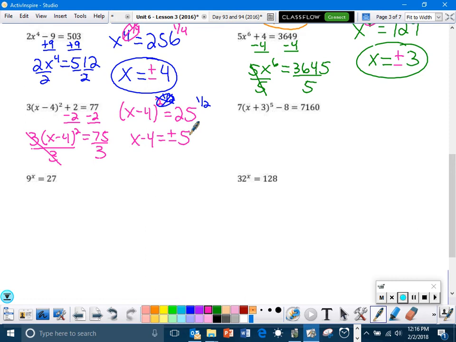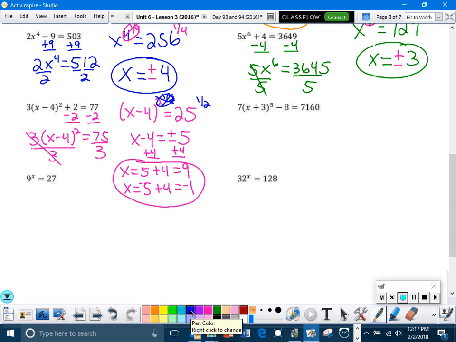There are going to be two answers. So what I'm going to do is add 4 now, because I've got to get x by itself. Okay, so one of my answers is going to be the positive 5 plus the 4, which is 9. The other answer is going to be negative 5 plus 4, which is negative 1. So my two answers are 9 and negative 1. Okay, you may need to rewatch that one again if you didn't get it.